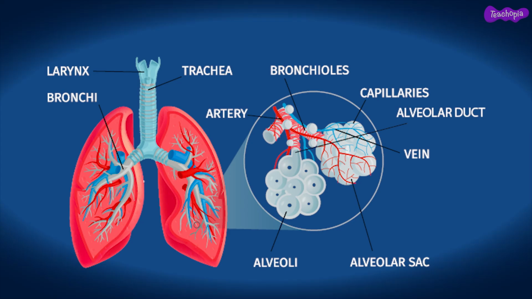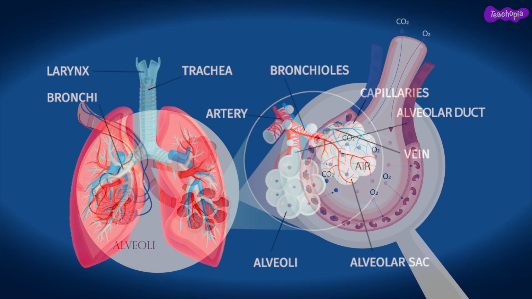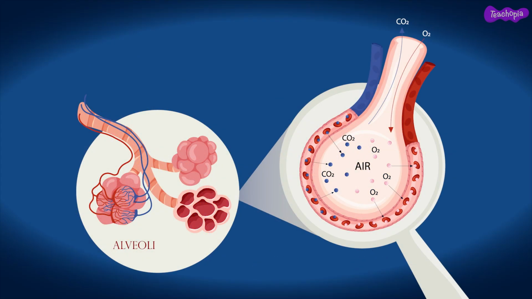Each alveolar duct is surrounded by alveolar sacs. They look like a bunch of grapes. Each of these alveolar sacs contain alveoli. This is where the gas exchange actually occurs. That's because these alveoli are made up of thin-walled cells. They offer a lot of surface area and they have direct contact with capillaries.